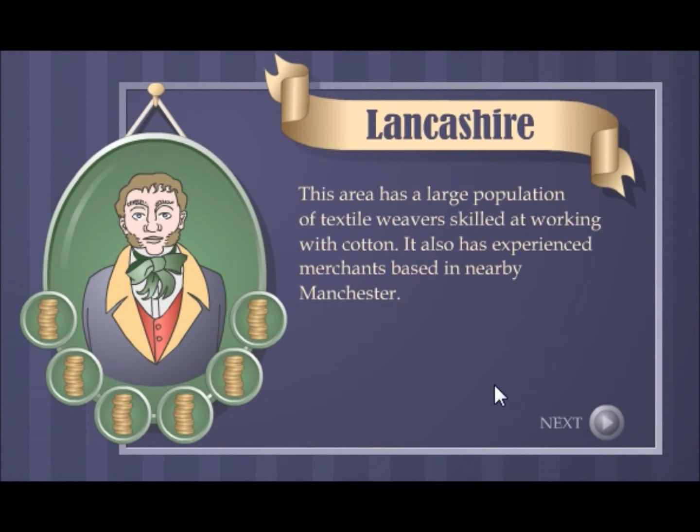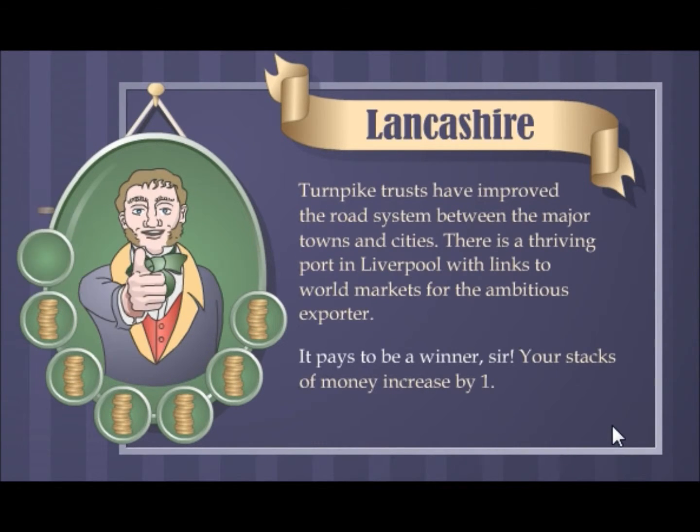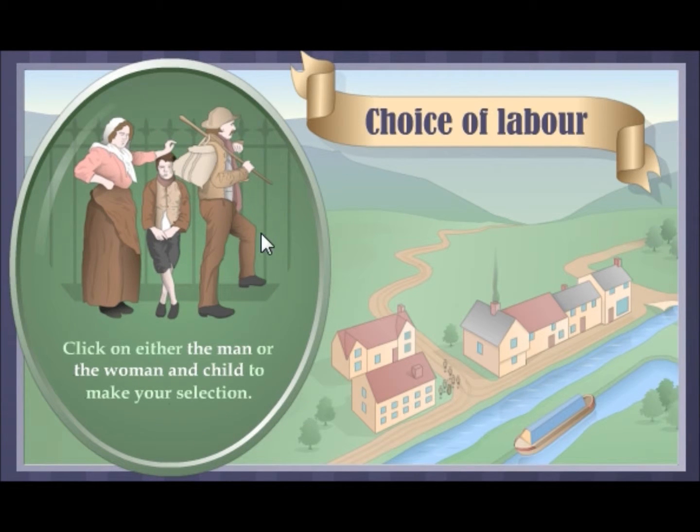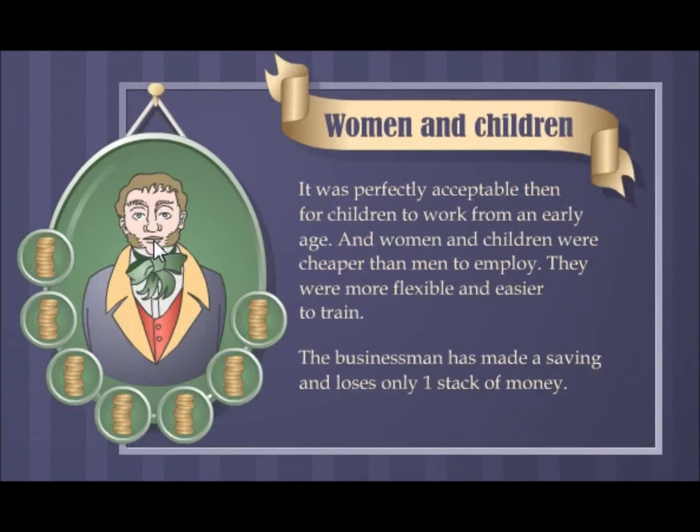The favourable decisions are rewarded with stacks of money, which are stored beneath your character's avatar and accumulate or decrease according to your actions. Once you proceed, you are asked to choose whether your labour force will consist of men or women and children. This relates to the dot point outlined in the syllabus concerned with a cheap labour force.